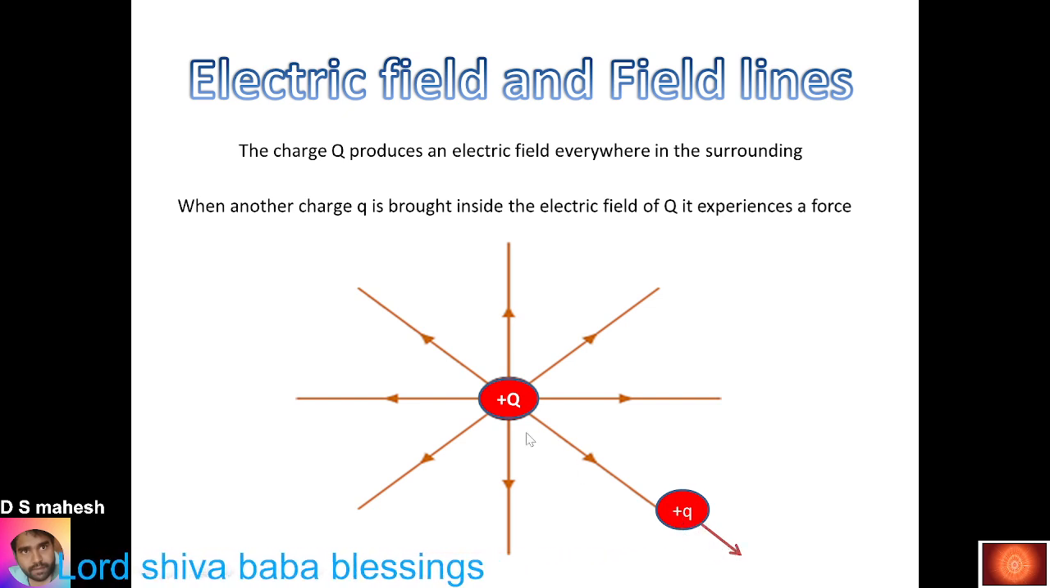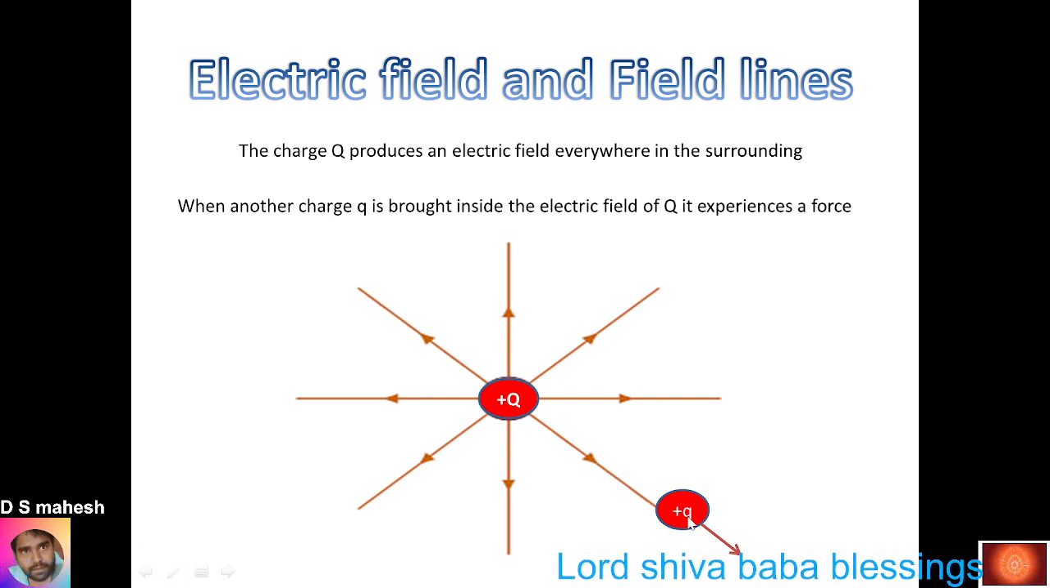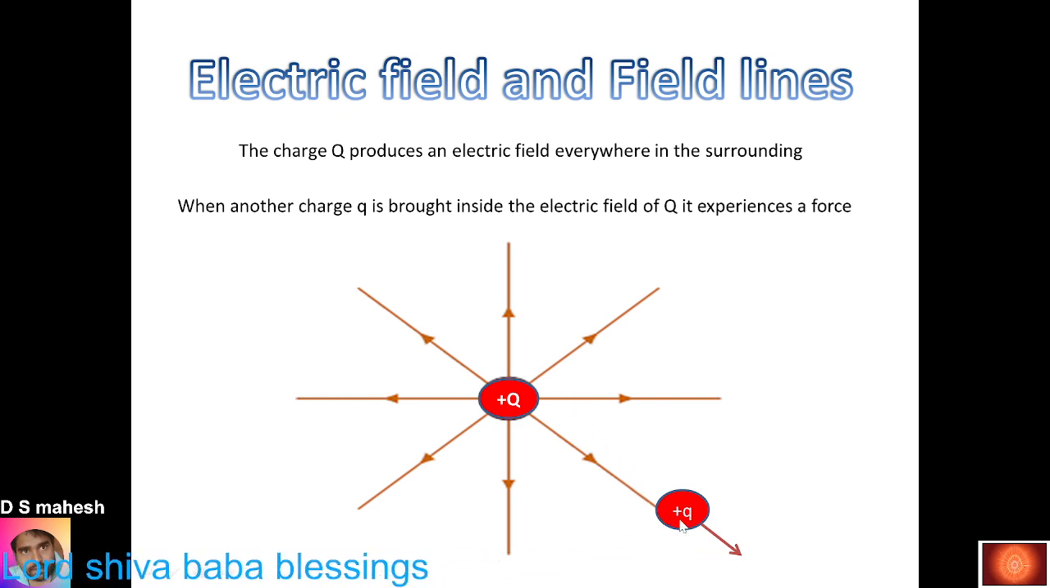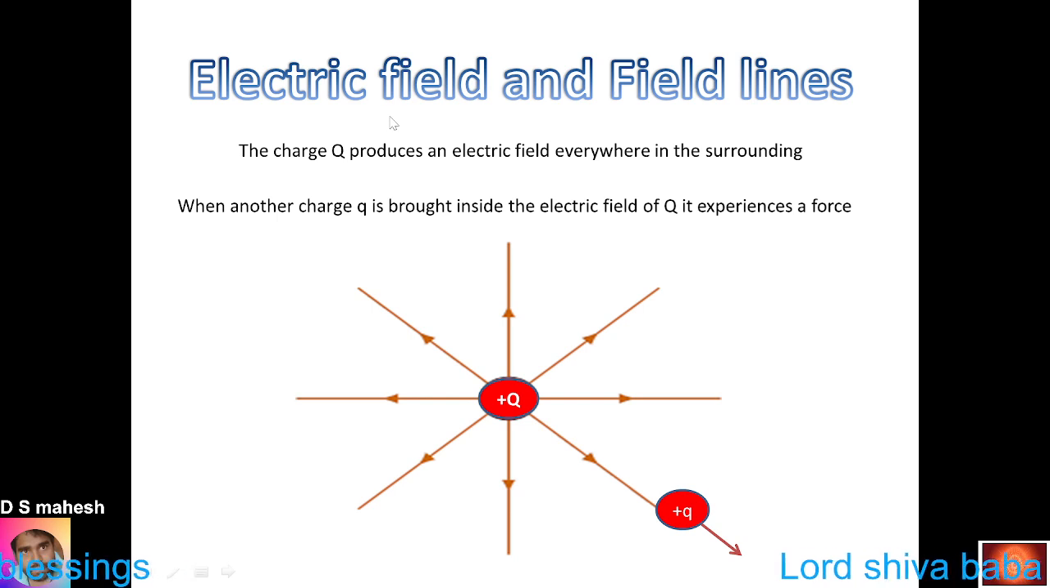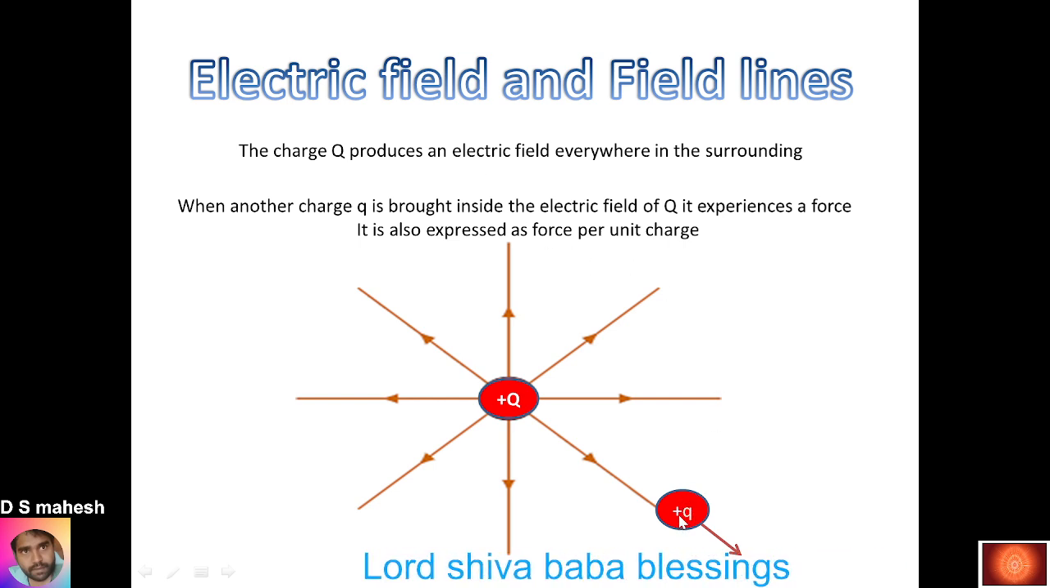Since this is positive and this is also positive, this experiences repulsion. The charge which you are considering here, that is small letter q, is of 1 coulomb. So you can call this a test charge. So when you bring a test charge within the electric field of another charge, this test charge experiences some force. So that itself is called electric field. So it can also be said that electric field is nothing but force per unit test charge, or force per unit charge.